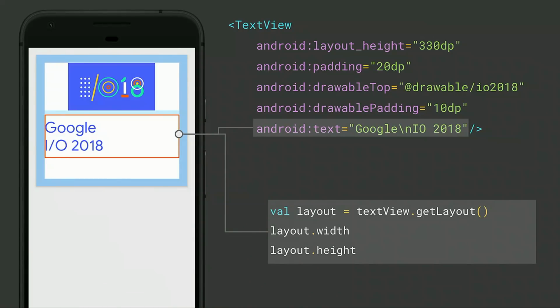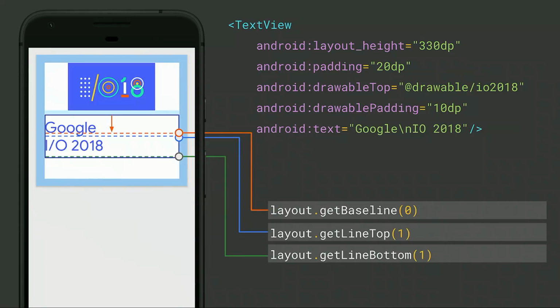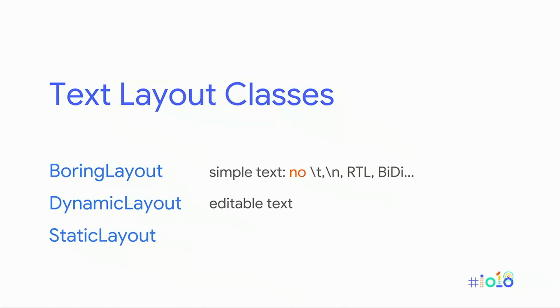When you set text, text view will create a layout object. Layout is responsible for rendering and measuring text. Here, the boundaries of the layout are highlighted in orange. It will also provide you some more information about the text it contains, such as the baseline, top and bottom of the lines. There are 3 layout classes on Android. Boring layout is for single-styled and simple text, which doesn't contain tab, next line, or right to left characters. Dynamic layout is created for editable and selectable text, and for other cases, we will create a static layout.